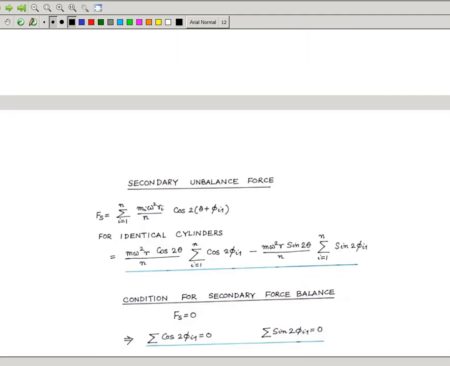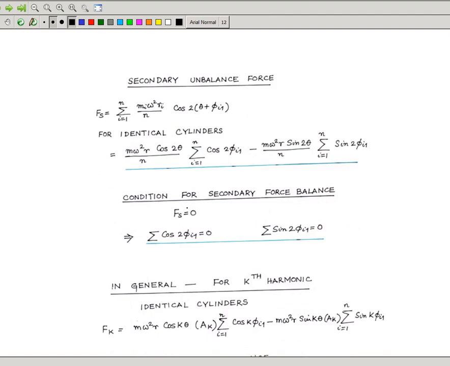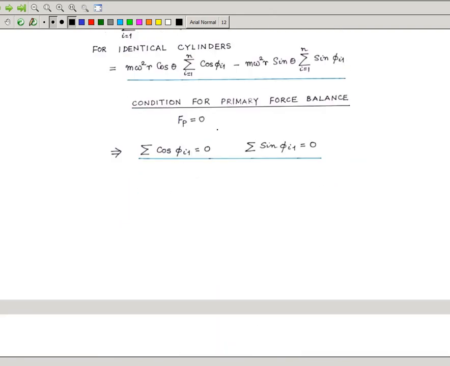Similarly, for the secondary unbalanced force, the second part of the acceleration is cos 2 theta by n, so mi omega square ri times cos 2 theta divided by n. Now here m omega square r is common for all cylinders, cos 2 theta is common for all cylinders, and n for all cylinders. So this is what you get, and the condition for secondary force balance, or here also for primary force balance, is that Fp equal to 0.